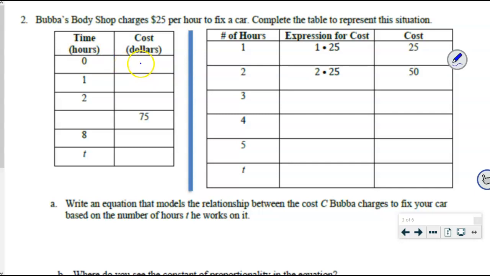Yeah, that's pretty nice, right? Very helpful. What if I spend 1 hour fixing the car? What's the cost going to be? How did you know that? Yeah, it says it right here, $25 per hour. So in 1 hour, that's $25.